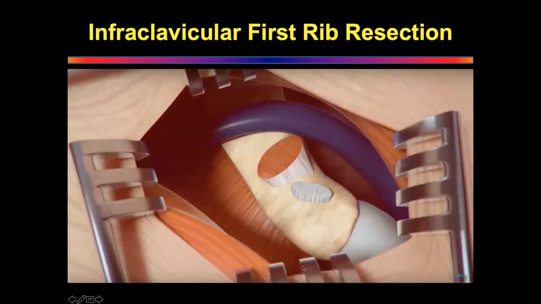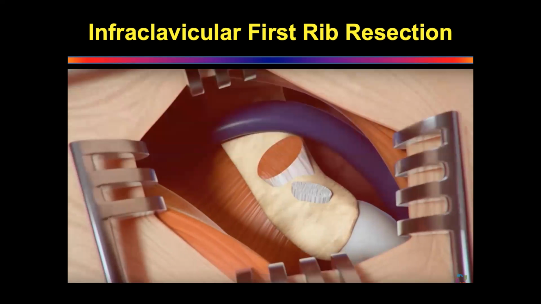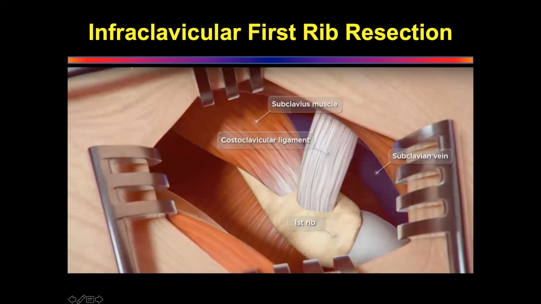And one thing you forgot to tell me is the costoclavicular ligament. Okay. There is something called a costoclavicular ligament, which you have to divide. See here, the costoclavicular ligament that you have to divide as well. And what is the other muscle that you divide? Subclavius. Subclavius. Excellent. So you divide the subclavius and the costoclavicular and the scalenus anterior.